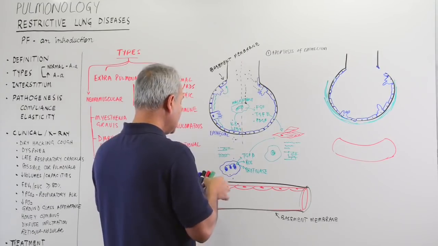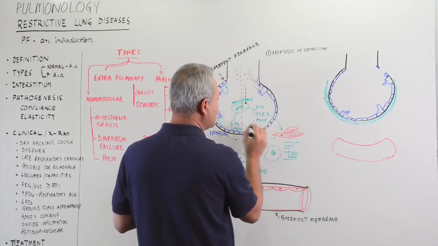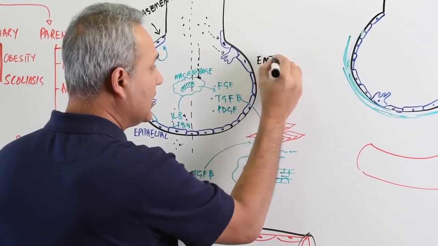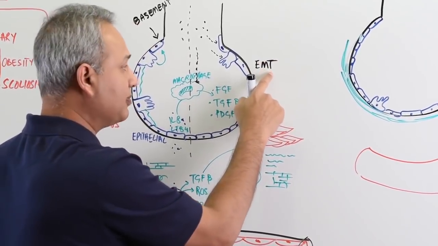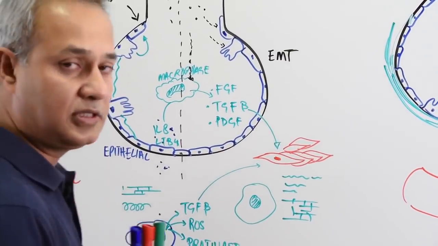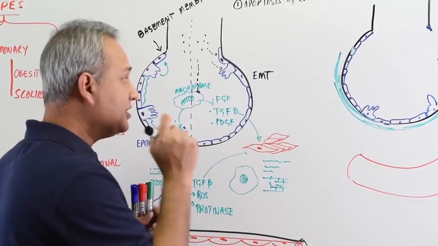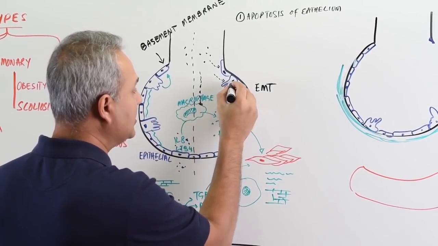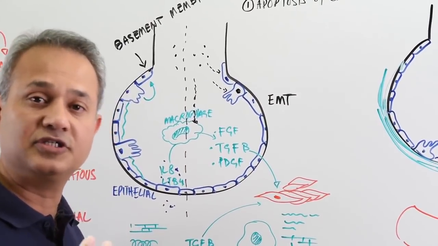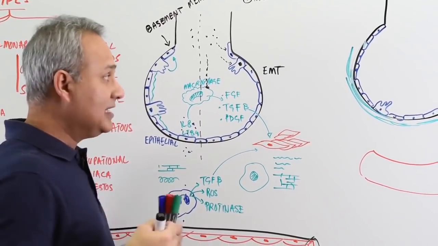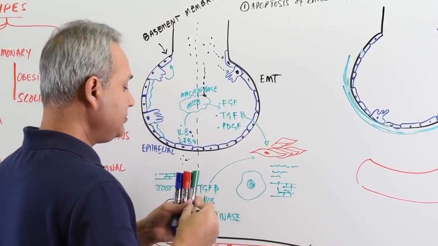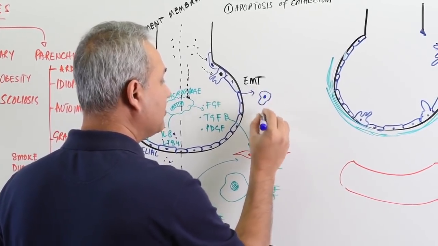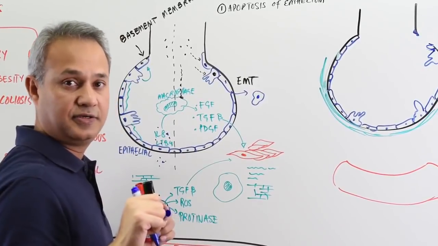Okay. Another thing that would happen is that these chemical substances and the damage to the epithelium will cause something that we call EMT, epithelial mesenchymal transformation. What does that mean? That means these epithelial cells that are sitting here will become mesenchymal in origin, they will become ancient cells, and they would start migrating underneath, and as they migrate over here, they will start becoming smooth muscle cells.